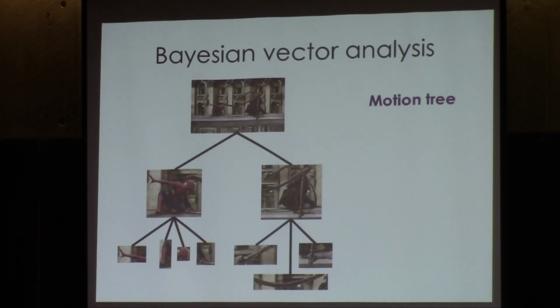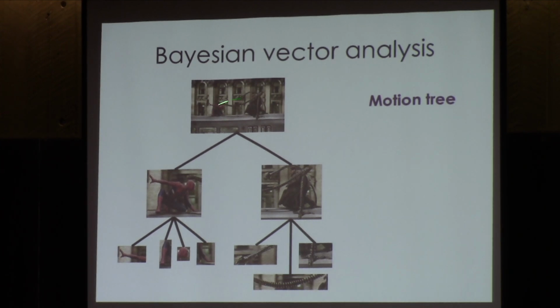Bayesian vector analysis is essentially a generalization of that to hierarchical motion. So the basic primitive of this theory is the motion tree. Each node in this motion tree corresponds to some relative motion component, or more precisely, to a vector field of motion. So this node would correspond to Spider-Man's motion relative to the train, and this is Spider-Man's arm relative to Spider-Man. If you want to get the observed motion of Spider-Man's hand, the actual measured motion energy, then you'd sum up all the motion components along the path to his hand.